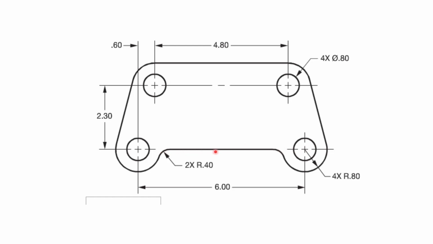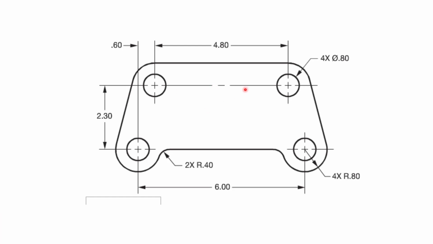It's not explicitly indicated, but you are supposed to understand that, again, as an implied dimension, as if you were a machinist. The horizontal distance between these two circles is 6. The horizontal distance between these two circles is 4.8. And while it could be implied that this is a symmetric object, they are explicitly calling out a distance between this circle and the horizontal offset as being 0.6 inches. Of course, 0.6 plus 4.8 plus 0.6 equals 6 inches.